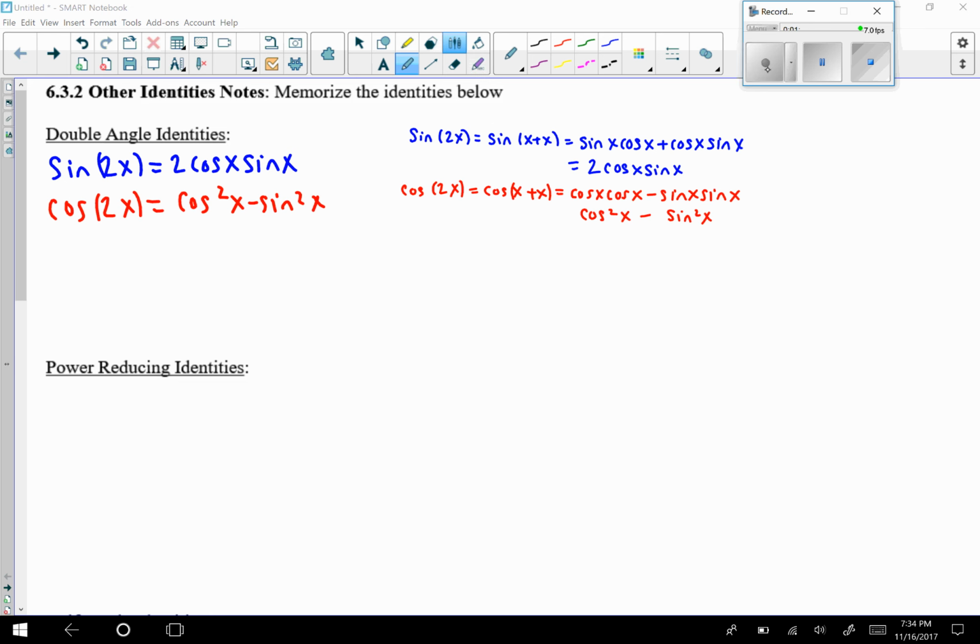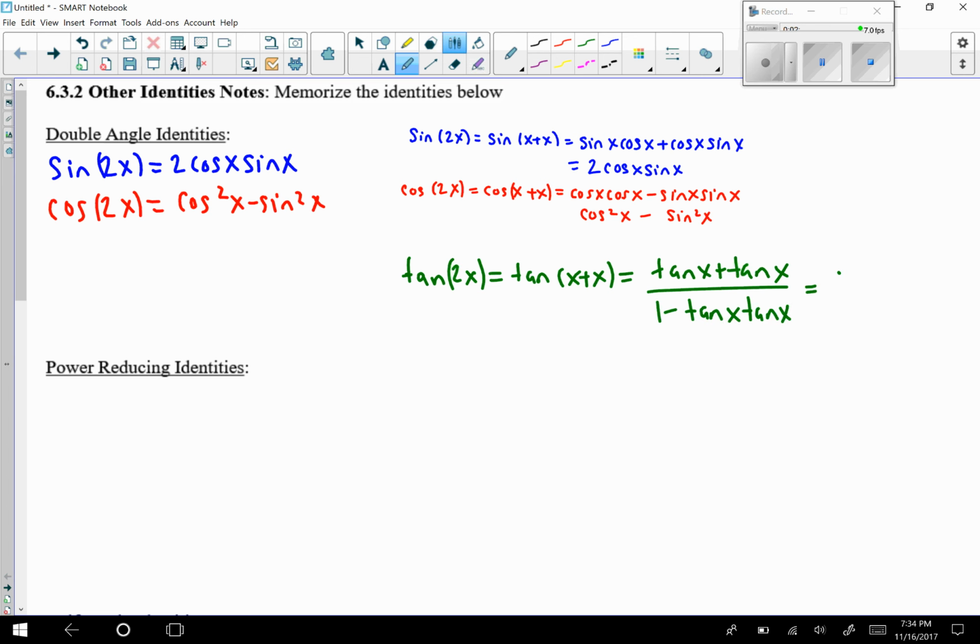And of course, we can do the same thing for tangents. So the tangent of the double angle would be equal to tangent of x plus x, which is equal to the tangent of x plus the tangent of x over 1 minus tangent x times tangent x, which of course would be equal to 2 tangent x over 1 minus tangent squared x. So we can add that over here.